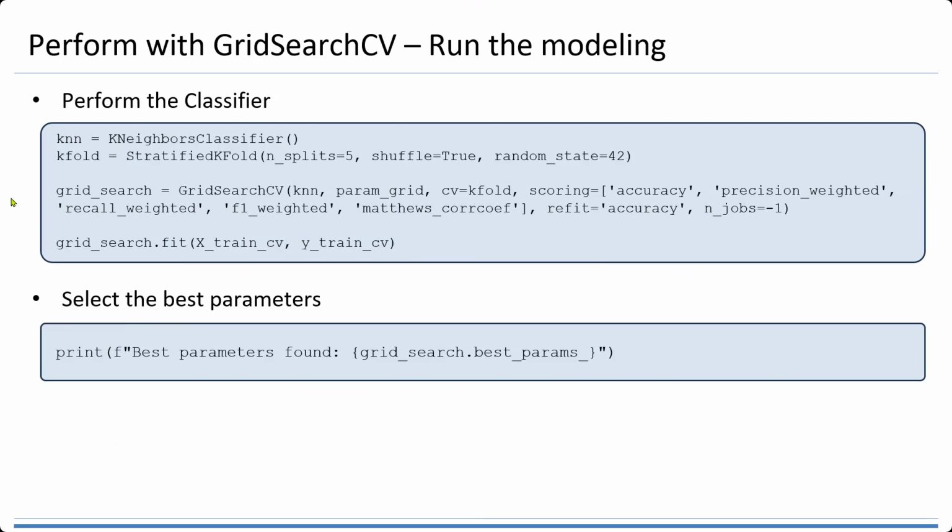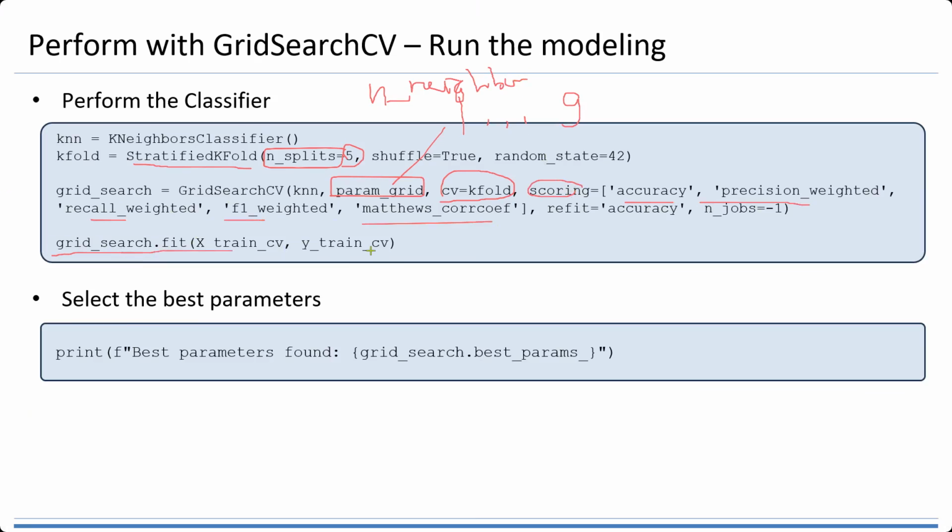Then we can do it with the CV. The stratified fold means I'm going to split into 5, so this CV is using k-fold 5. And we are using the parameter grid, which means values from 1 until 9. We want to check which n neighbors is the best one. For the scoring, we will check the accuracy, the precision, the recall, F1, and the Matthews correlation coefficient.